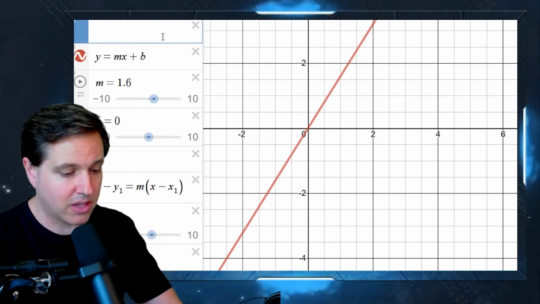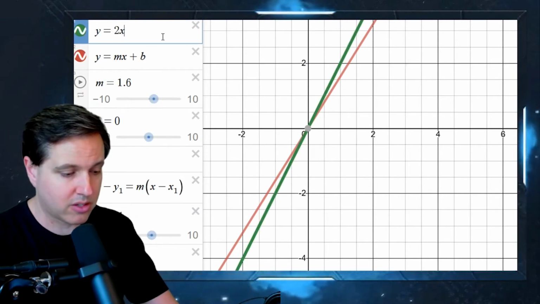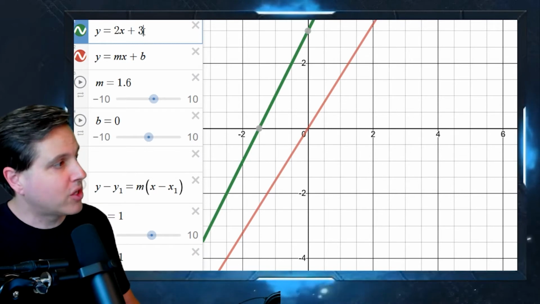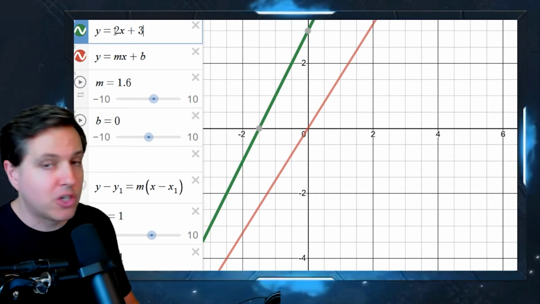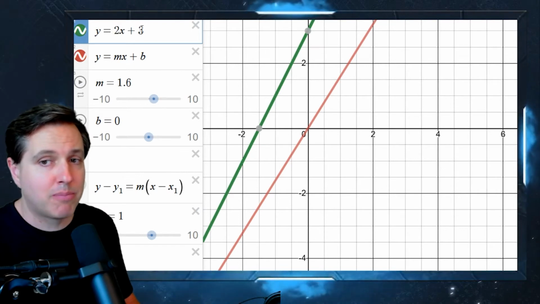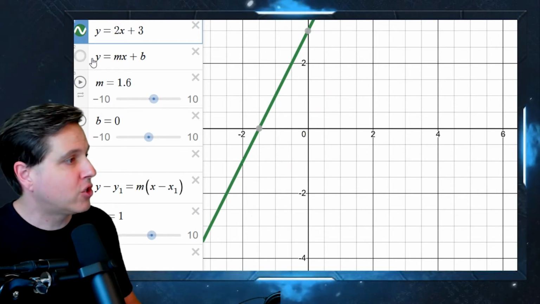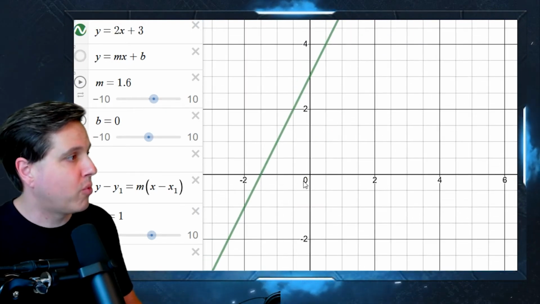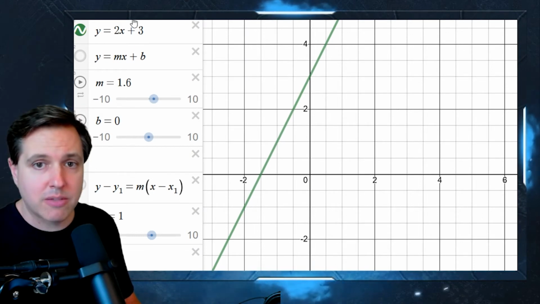What if I had something like y equals 2x plus 3? Well, just by looking at it, I can say my slope is 2, because that's a 2 right there. And here, this is a 3, so my intercept is 3. So this line should go through the point (0, 3), because that's my intercept.